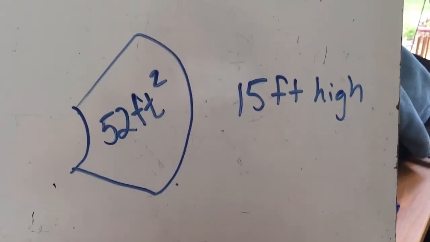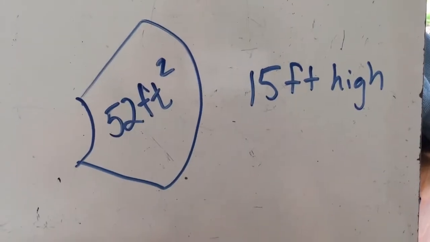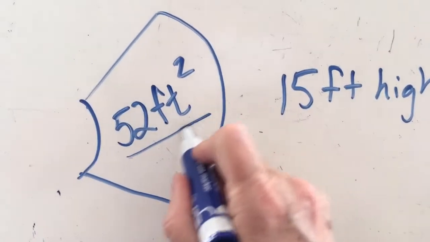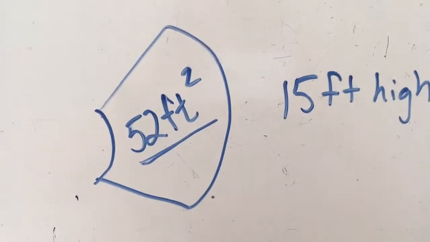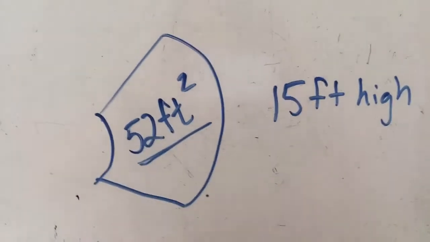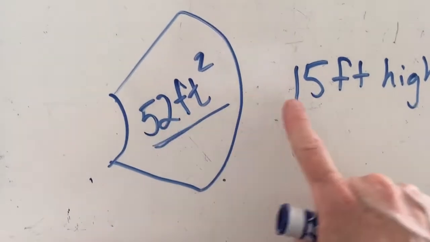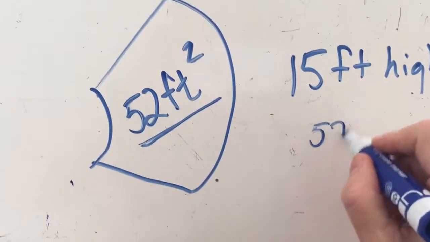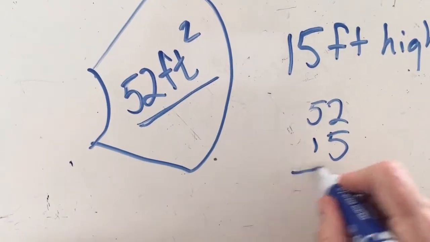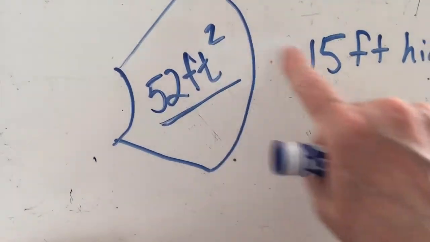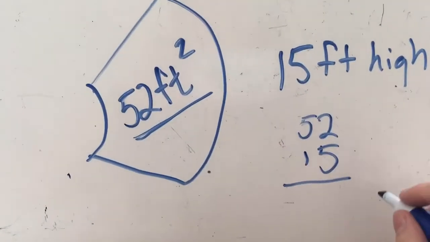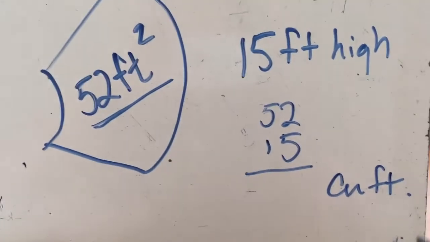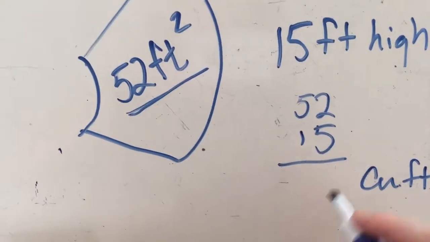This one is particularly easy because although we have a very weird shape, they already gave us the area of the base is 52 square feet. So now all we have to do is take the area of the base, multiply it by the height. So our answer is going to be 52 times 15. And now since we're taking feet squared and multiplying by feet, we're going to get an answer in cubic feet. So all we have to do is do the multiplication.